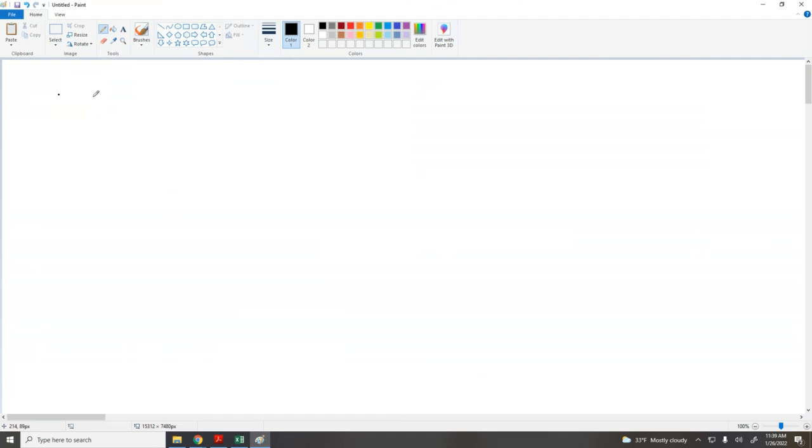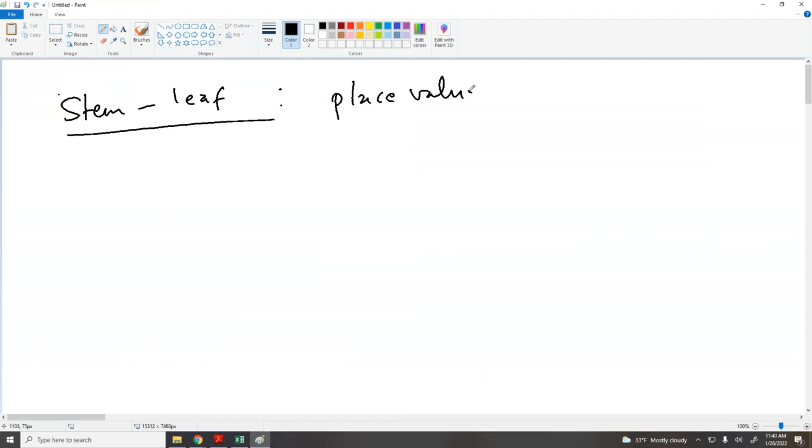Okay, so for a stem and leaf diagram, we go for the place values of data, usually discrete data.